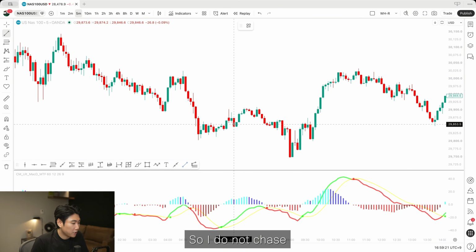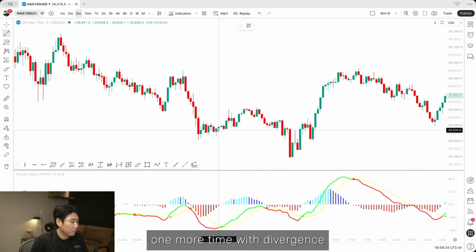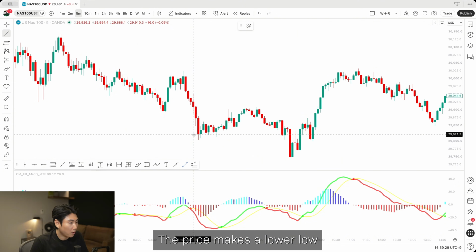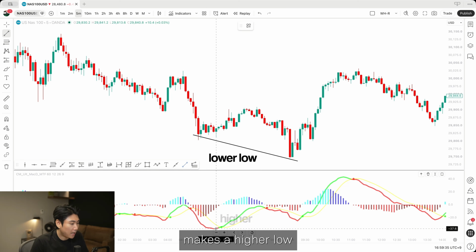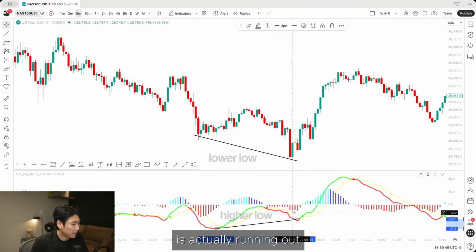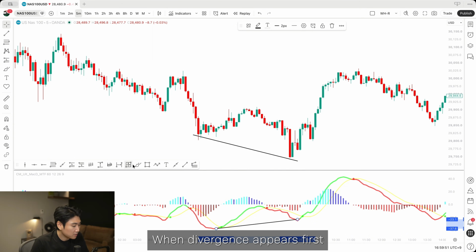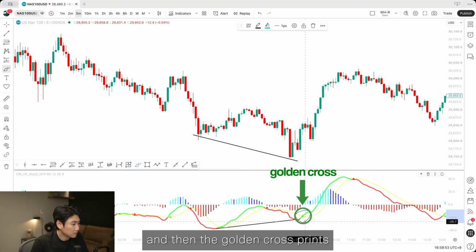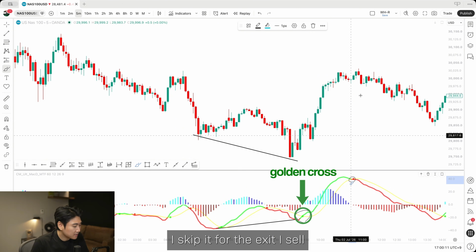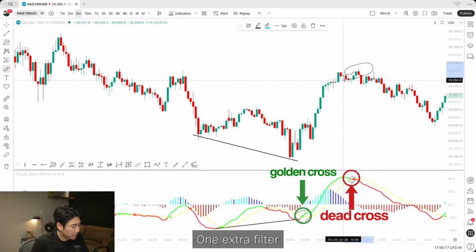So I do not chase every cross, I filter them one more time with divergence. Here is what divergence means. The price makes a low, but the indicator makes a higher low. The chart looks like it keeps falling, but the selling power is actually running out. When divergence appears first and then the golden cross prints, that is the one I take. A cross with no divergence, I skip it. For the exit, I sell at the dead cross. One extra filter, and you pick your spot before you enter.